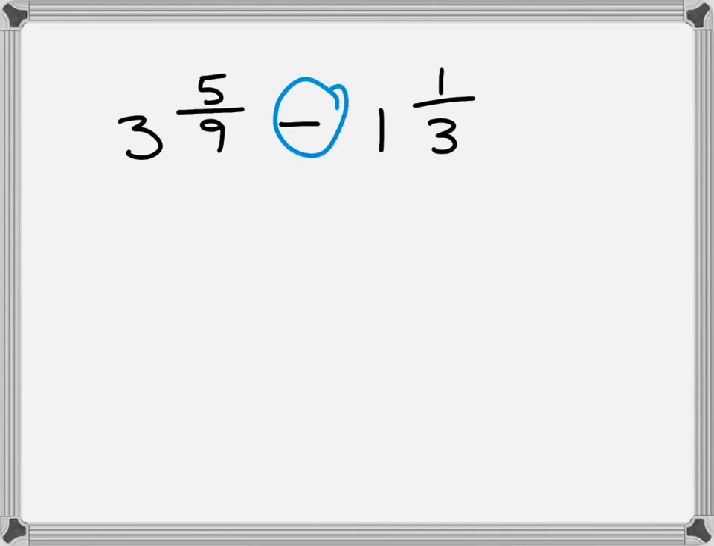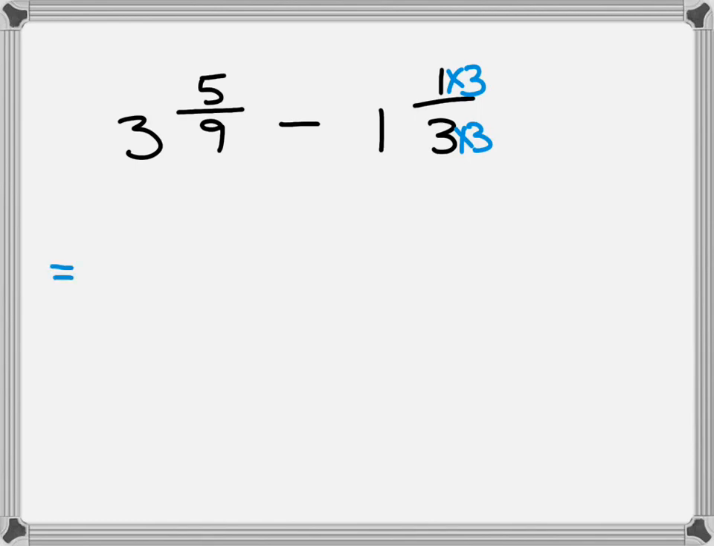Let's look at another example. We have a minus. We have two different denominators. That's a warning sign. When you have a minus, you've got to have the same denominators. How can we make 3 look like 9? We can do it by timesing it by 3. 3 times 3 is 9. And we're going to do the same to the top.